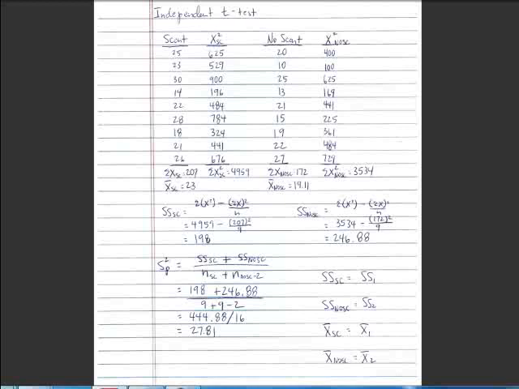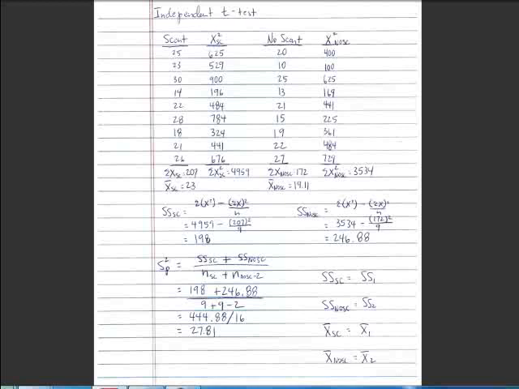Moving down to the middle of the page, the next thing that we're going to do is calculate the variation in each of the groups. And again, probably within about 2 weeks of this class, you could have done these calculations. So the sums of squares, or the variation in the scented group, is 198, and the variation, or the sums of squares, in the non-scented group is the 246.88. Now, we do have a new friend to meet here, and it is the SP squared.